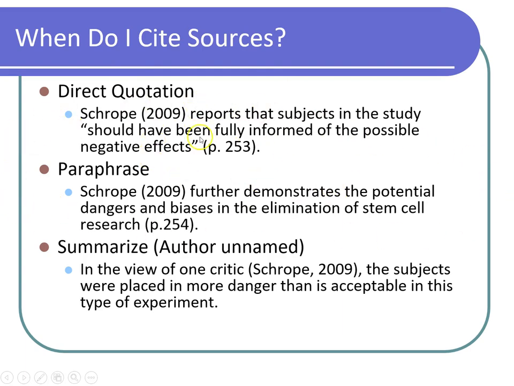If you're just going to paraphrase, you can do it like this: Schroep 2009, author's last name, publication year, further demonstrates the potential dangers and biases in the elimination of stem cell research, with the page number as well.